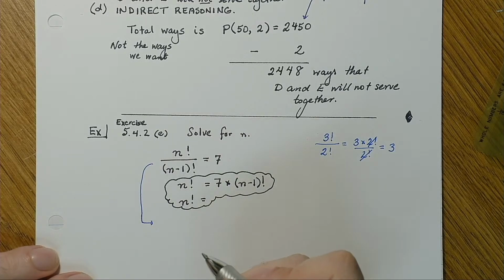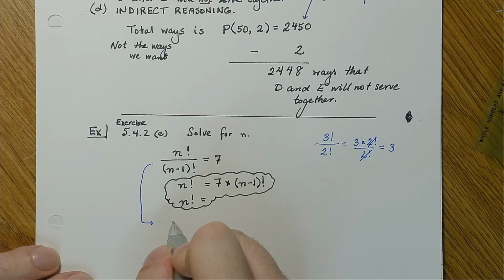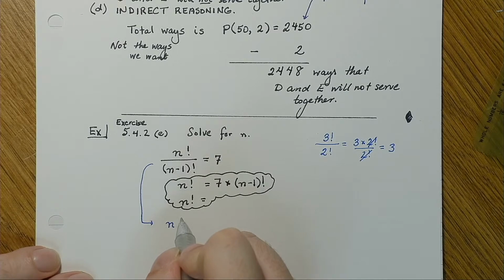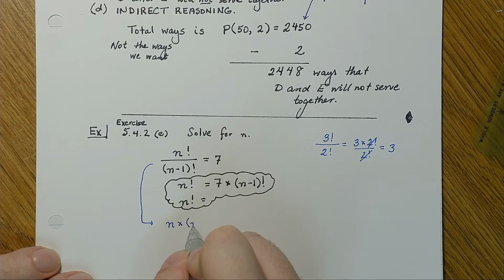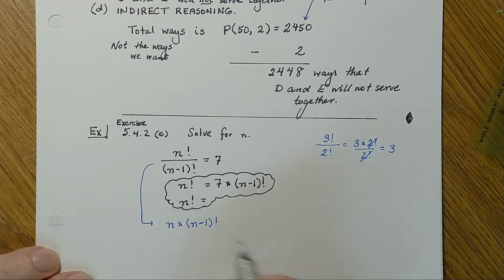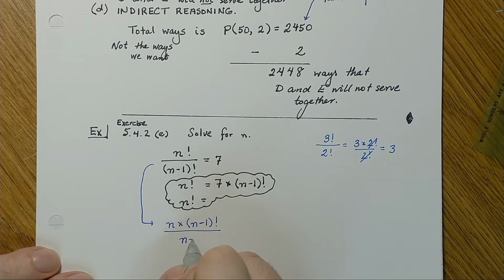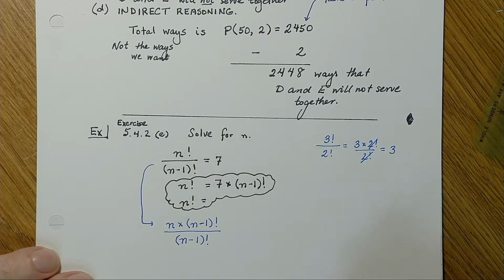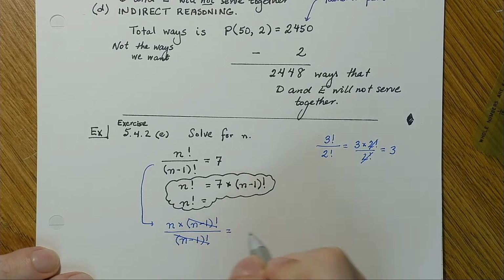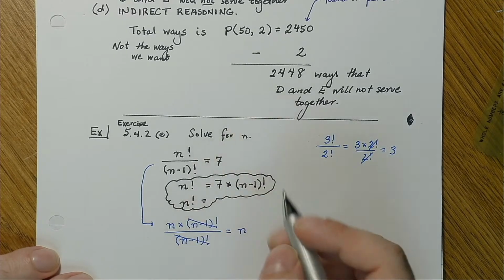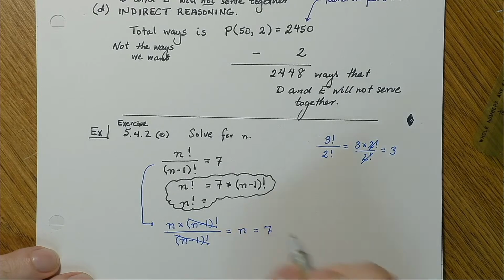So we can do the same idea over here. I can do n times n minus 1 factorial all over n minus 1 factorial. We know that that cancels, and then I'm just left with n. But then that means that n is equal to 7 in this case.